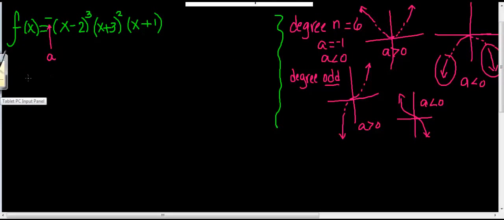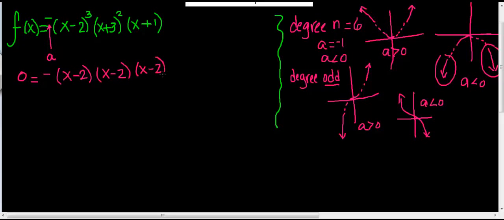The next thing I do is I write out this function in expanded form. I'm going to solve for the 0. So when we solve, we write 0 is equal to, and I'm going to write this in expanded form so that you can see that these zeros are repeating themselves. X minus 2 is repeating itself 3 times. X plus 3 repeats itself also, and x plus 1.